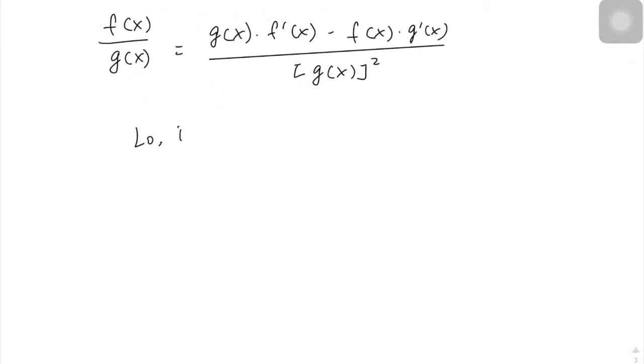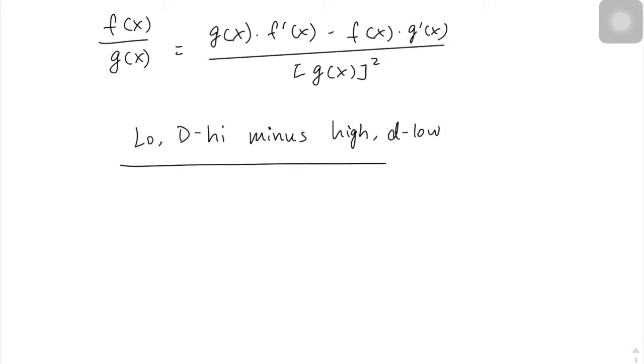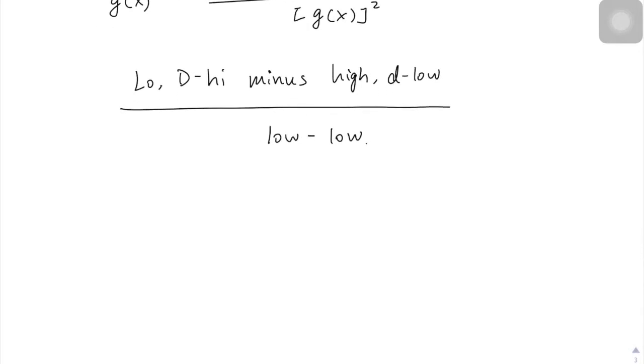However, since this rule is kind of hard to remember, there is a small tip to help you memorize it. Low d high minus high d low, the whole thing over low multiplied by low. So you can actually sing it out loud. Low d high minus high d low, and it can help you to memorize it. But when you sing it out loud, remember not to make any noise during the test.